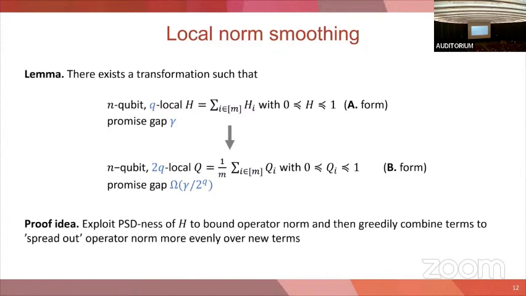And the idea on how to prove it is actually pretty simple. You have to exploit the PSD-ness of H to bound the total operator norm. And then you greedily combine terms together to spread out the operator norm over different terms. So you combine at most two terms together during the whole procedure, so the locality grows at most by a factor of 2.